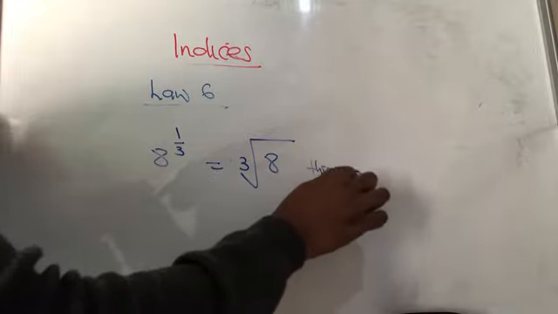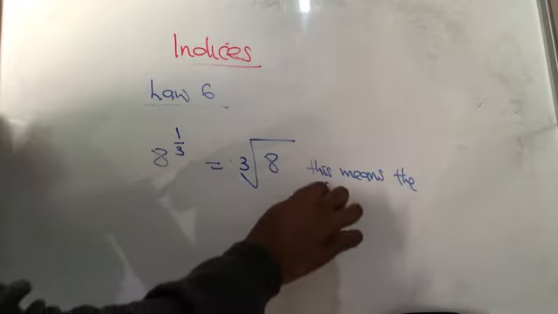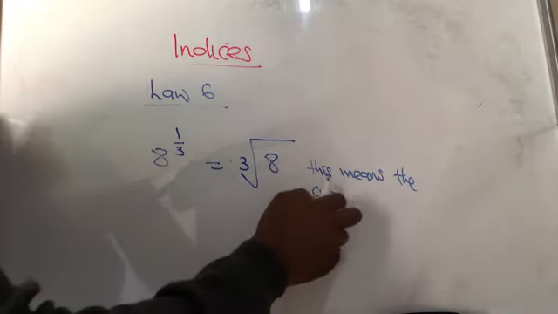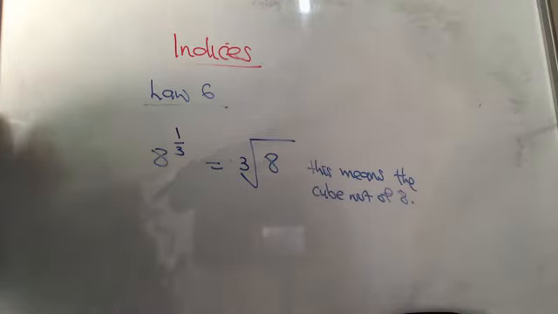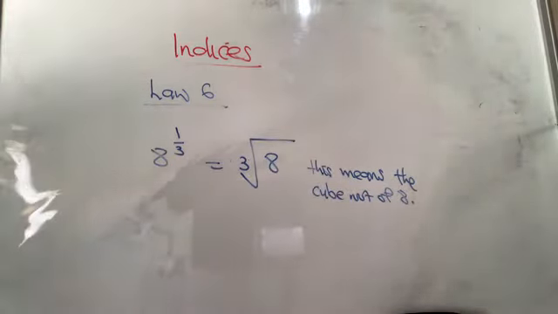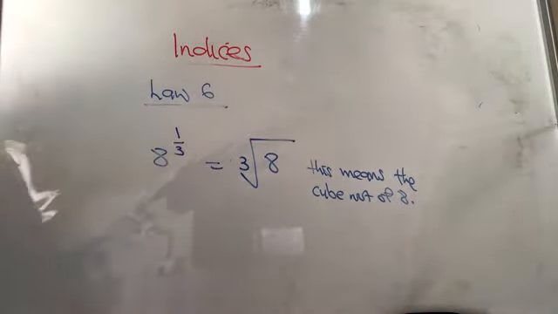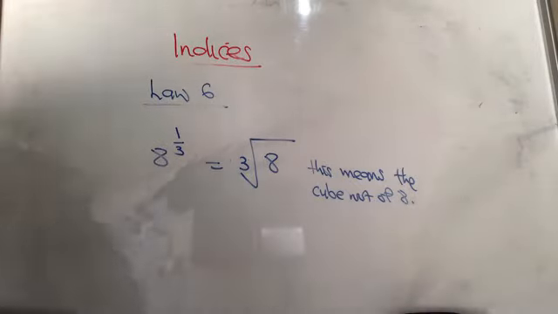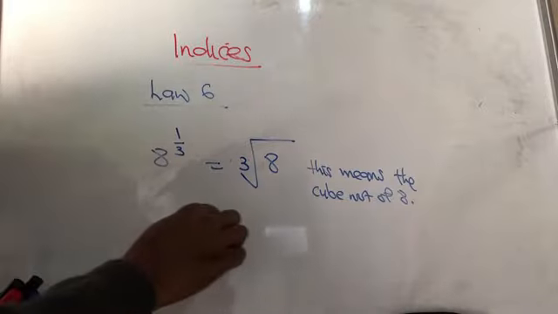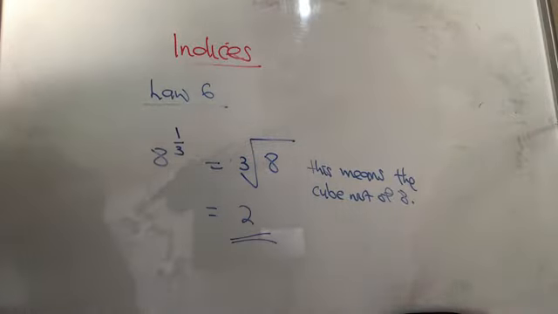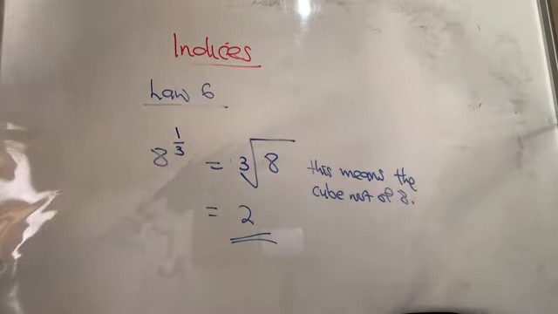This means the cube root of 8. Remember, no calculators allowed. But if you were to punch on a calculator the cube root of 8, you get 2. You're looking at a number that you can multiply 3 times to get 8, and that is 2. So if you say 2 times 2, you get 4. 4 times 2, you get 8. So the cube root of 8 is 2. So 2 is the answer to this one.